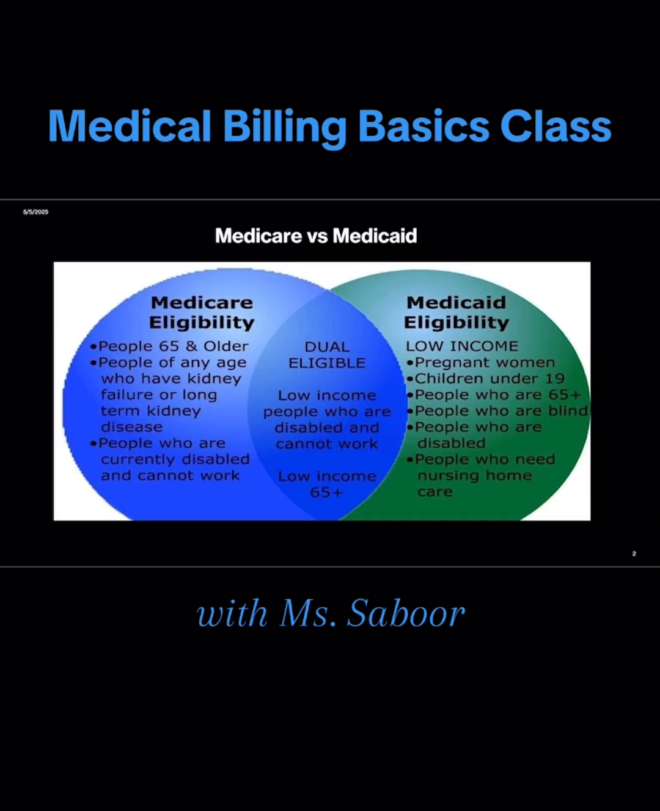Okay, so the differences between Medicare and Medicaid, aka Medi-Cal, these are the similarities and differences. Medicare covers people that are 65 and older, people that have end-stage renal disease or long-term kidney disease, and people who are currently disabled and cannot work.